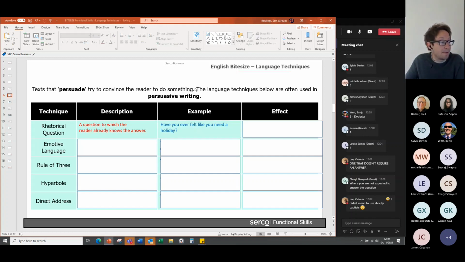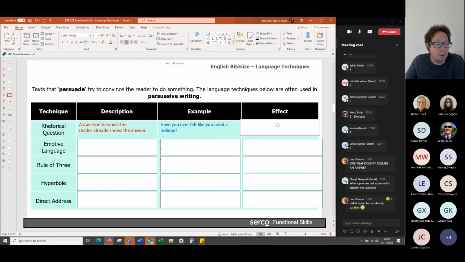So I've just made up an example here. Imagine you're looking through a holiday brochure. You want to buy a holiday somewhere. You don't know where to go. On top of the brochure, it might say something like, have you ever felt like you need a holiday? And of course, anybody that reads that, immediately their brain is going to say yes. So that's an example of a rhetorical question.